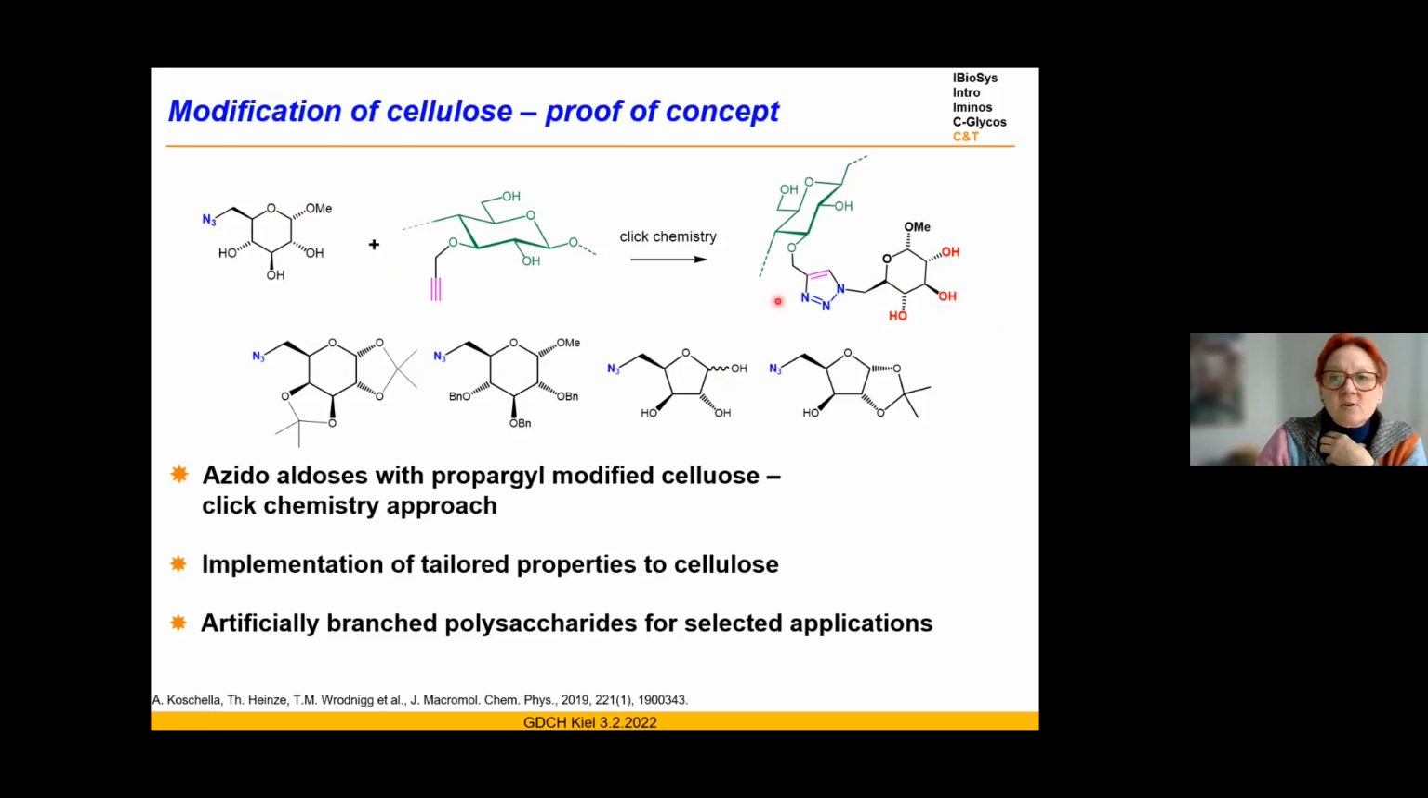We also did it the other way around, I should mention, that we also successfully clicked propargyl or alkyne-modified small sugar entities to azido-modified cellulose in the same process. So what we have done in this proof of concept, we found a very nice way via a click chemistry approach to modify polysaccharides with small sugar entities. And this opens up the opportunity to introduce tailored properties via those small sugar entities to the polysaccharide scaffold. And that would mean that we are able to synthesize or to fabricate artificially branched polysaccharides for selected applications, depending on what the sugar entities are here.